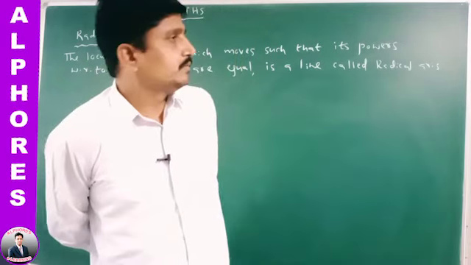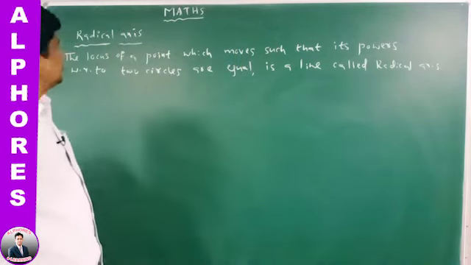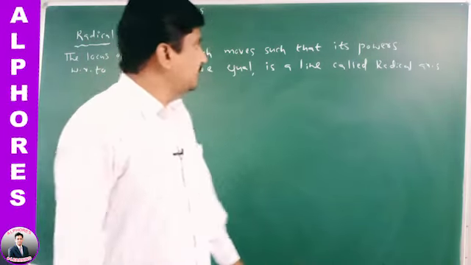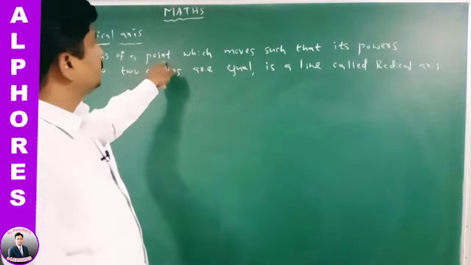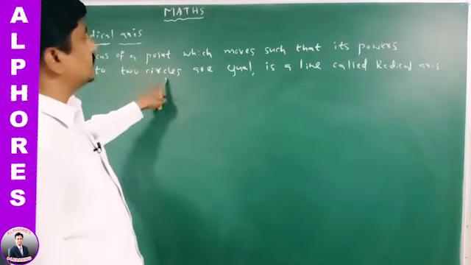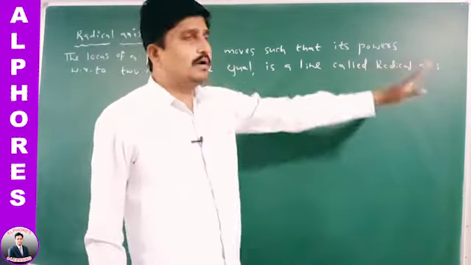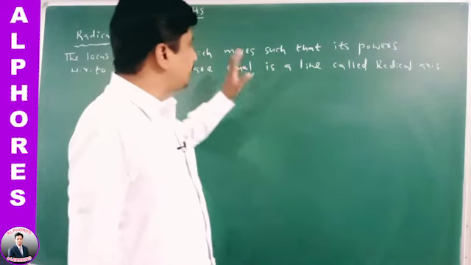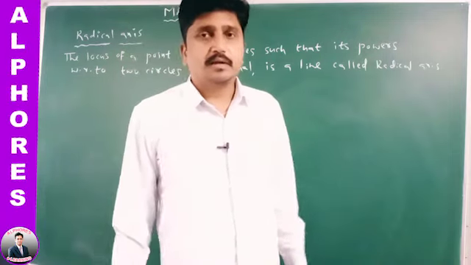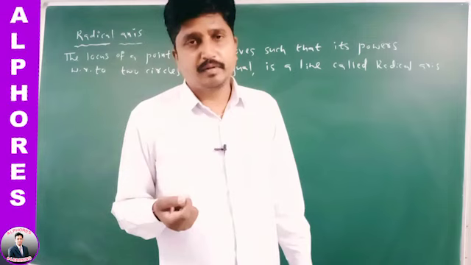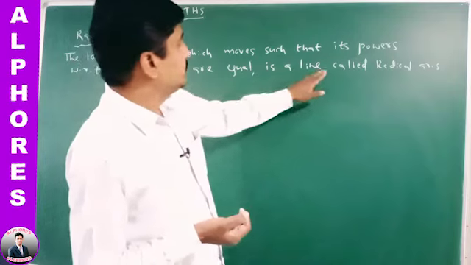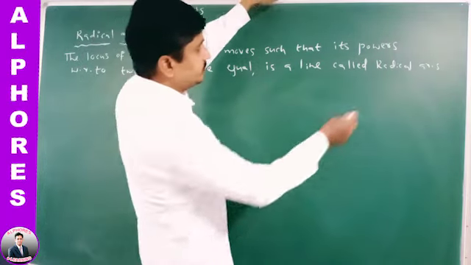Okay, today, the definition of radical axis. The radical axis is a straight line. The locus of a point which moves such that its powers with respect to two circles are equal is a line called the radical axis. The locus of a point which moves such that the power of a point P with respect to the two circles are equal is a line called the radical axis.